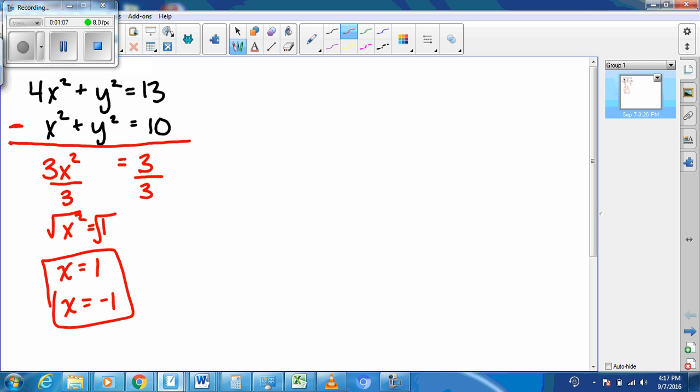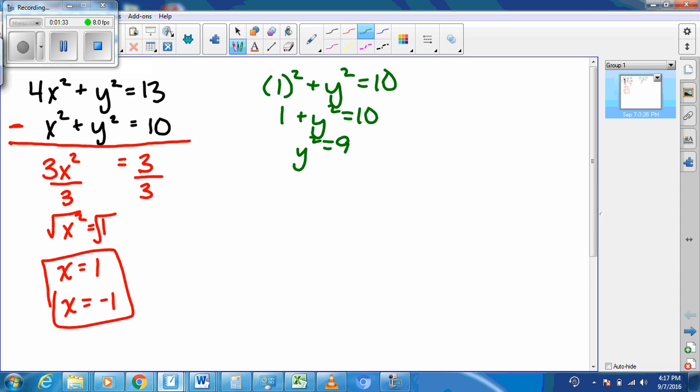What you need to do from there is take these and plug them back into either of the beginning equations. I'm just going to use the first equation because it's easier mental math. So it's x squared plus y squared equals 10. So I'm going to use 1. 1 squared is 1 plus y squared is 10. Subtract 1 from both sides, y squared is equal to 9.